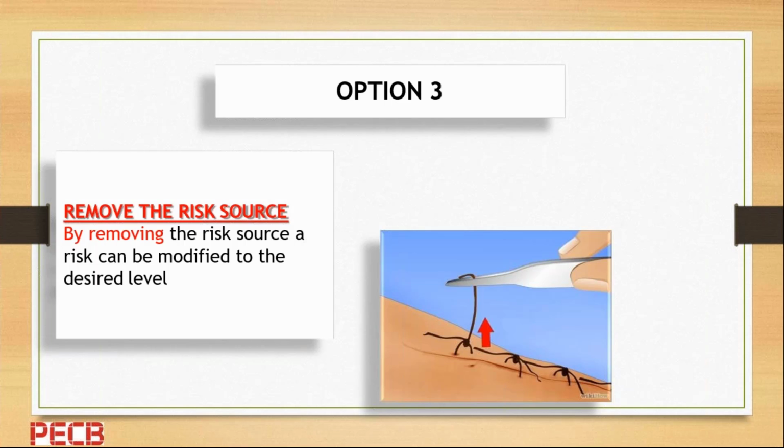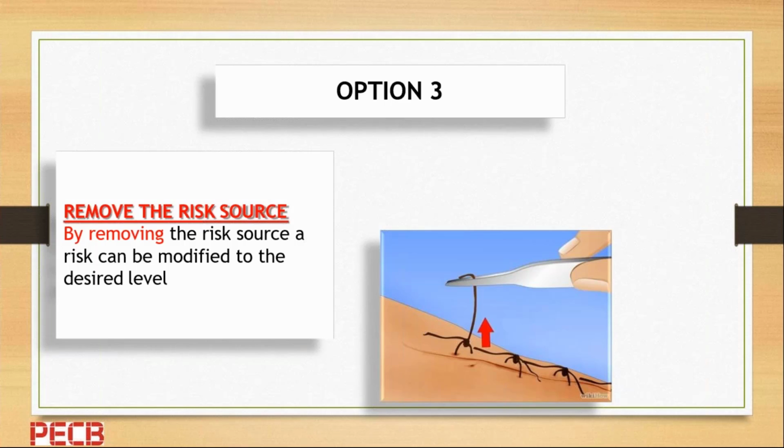At times, it is almost impossible to completely eliminate risk. That's why we use the word modify. Modify means you are bringing the risk to an acceptable level. It doesn't mean that the risk has been completely eliminated. So when you remove the risk source, you've only brought the risk to an acceptable level.